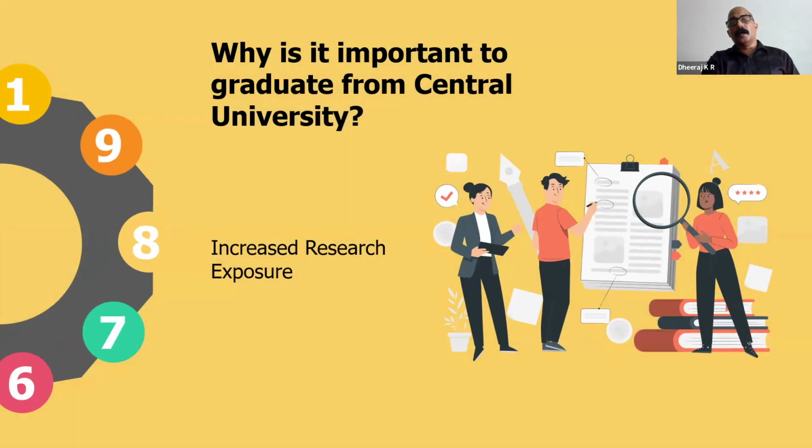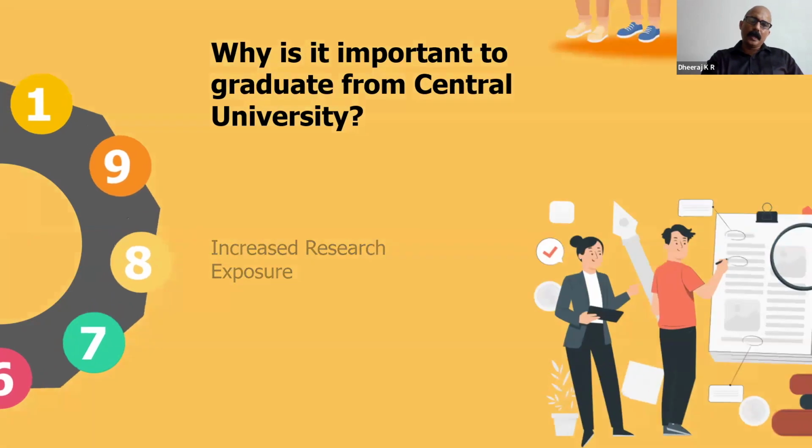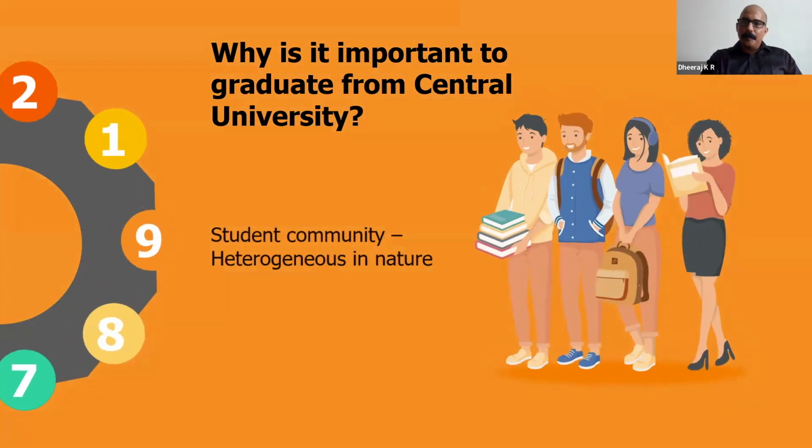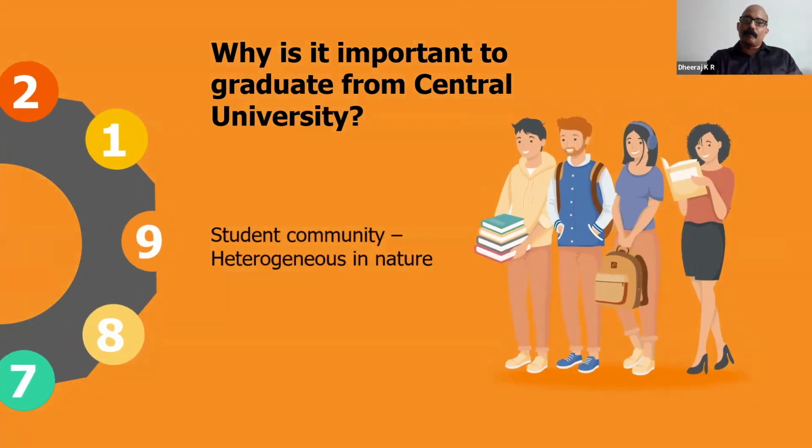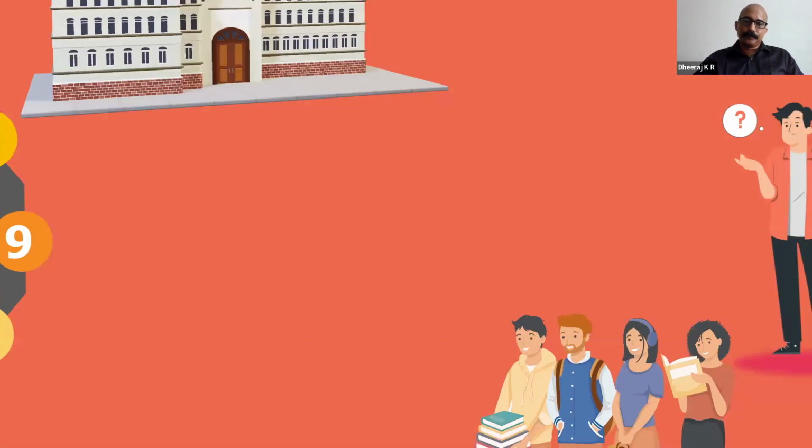And if you see the research side, every university has a very good research wing inside the campus. Even if it is a science program, they have very good lab facilities and library facilities. Everything is very good in central universities. And the community is heterogeneous, with students from various parts of the country coming here.